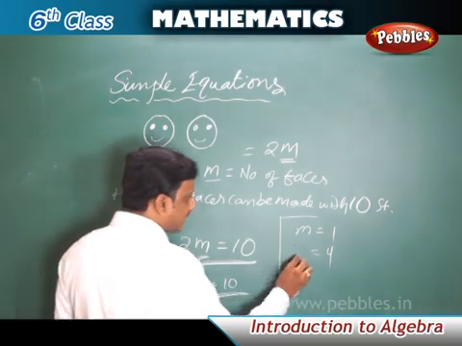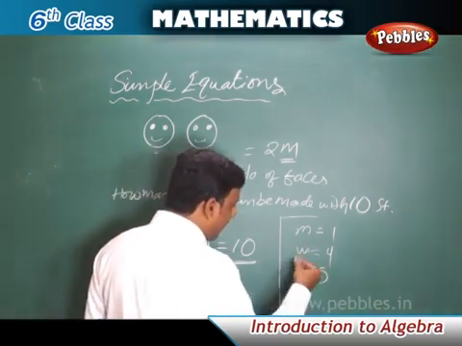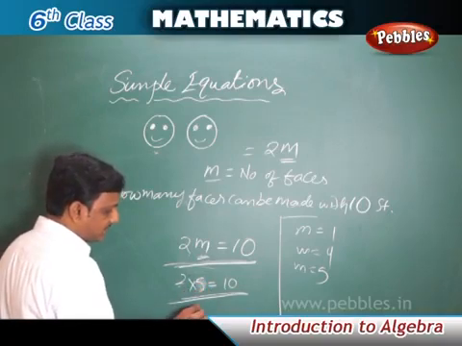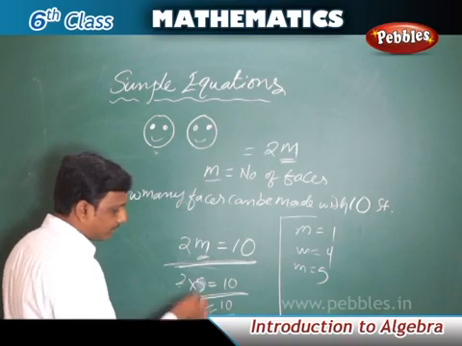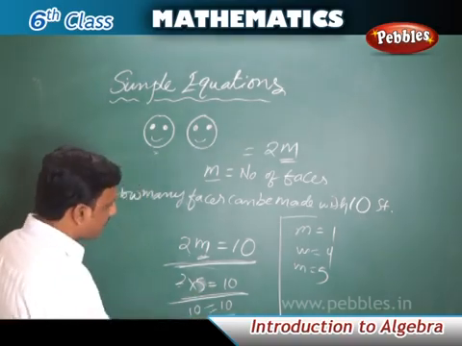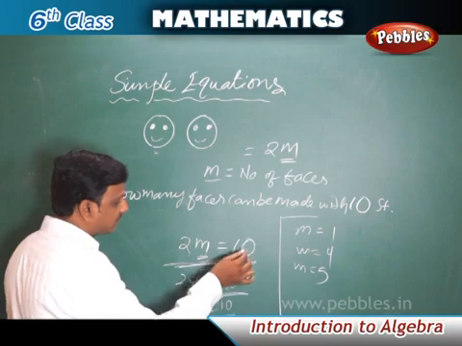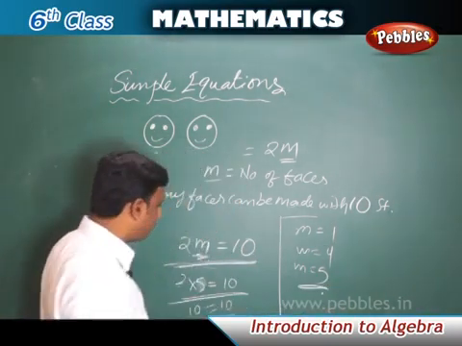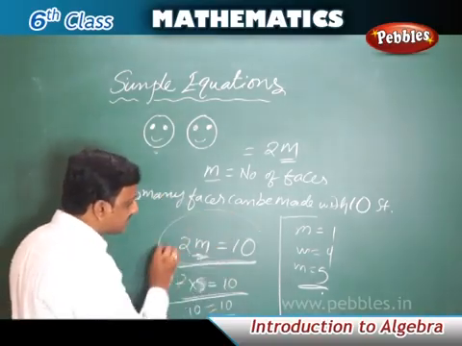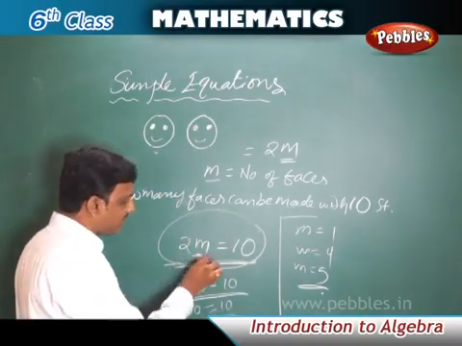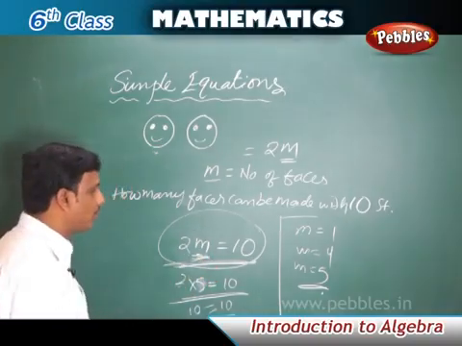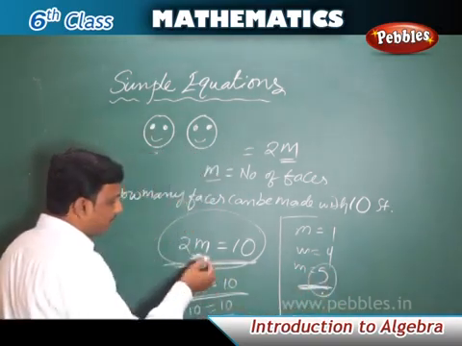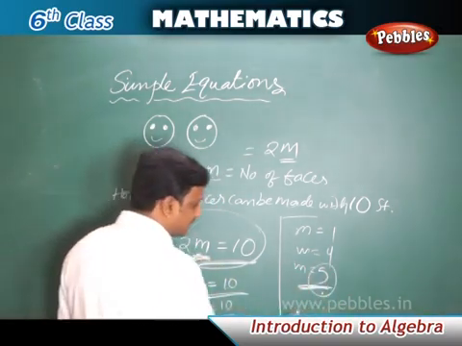Now let us take m equal to 5. In place of 4 we write 5. 2 fives are 10, equal to 10. So here the condition is satisfied. 2m is equal to 10 is satisfied here. That means m is equal to 5. So this is an equation made with a variable. When we substitute 5 in place of m, this condition is satisfied.